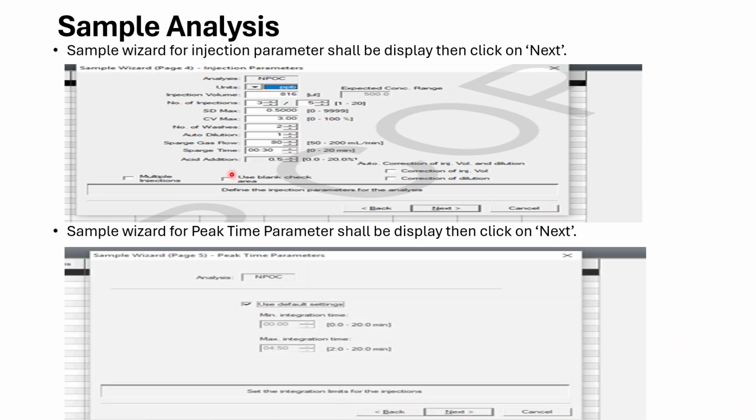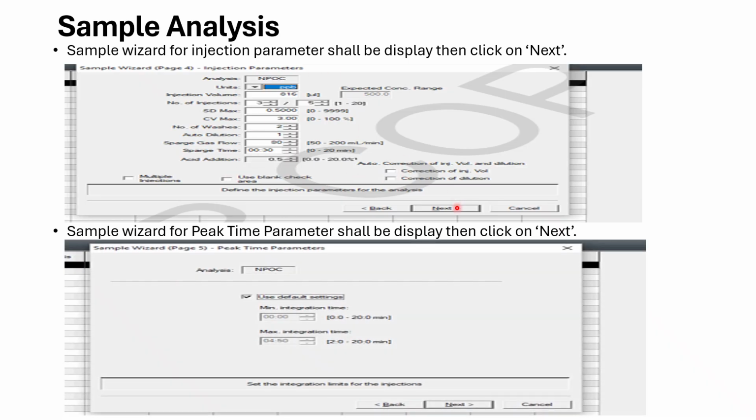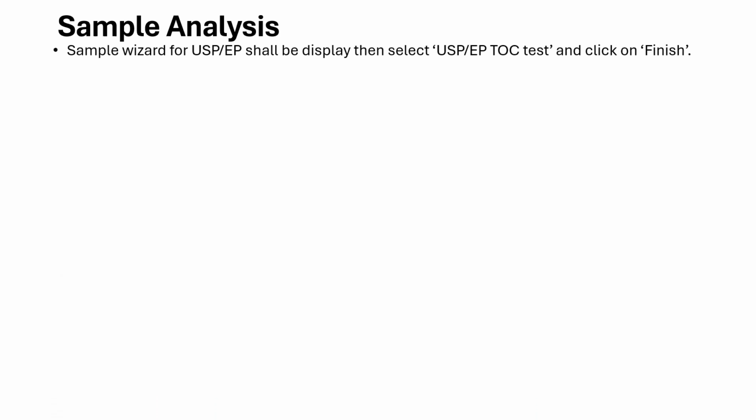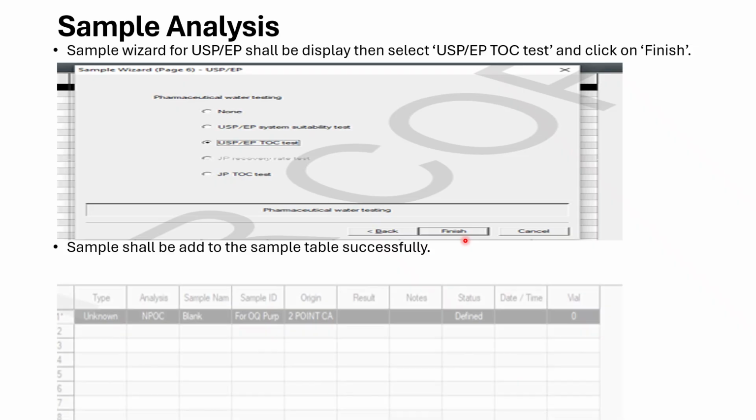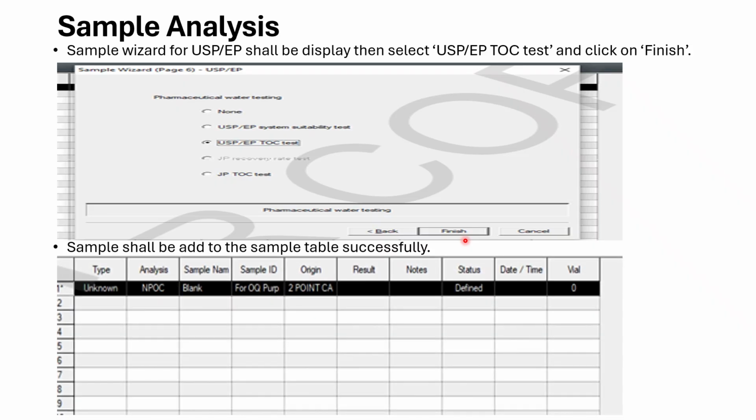And then after verifying this, you need to click on the next option, then the sample wizard for peak time parameters shall be displayed, and then you need to click on the next option. Here you don't need to do anything, right? So after clicking next, the sample wizard for USP EP shall be displayed. Then you need to select the USP EP TOC test option. Here you can see, and then click on the finish option. So once you click on the finish option, the sample shall be added to your sample table, right?